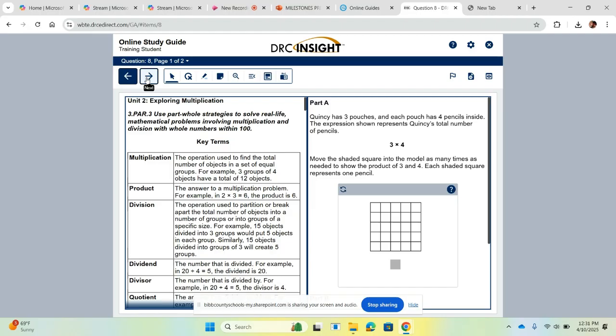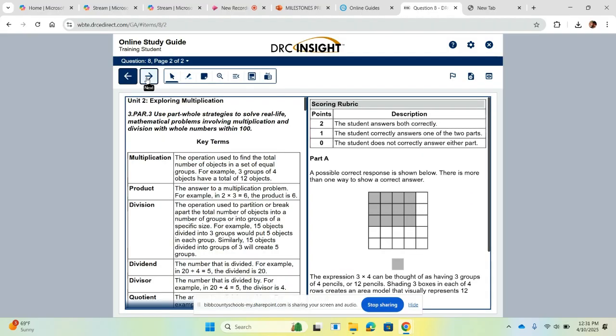Work these problems with your students so they feel comfortable. If they can work it with you and they can work it with their teacher, when it comes time they have to do it by themselves, they're going to be able to do it. This is a part A and a part B type question. And look, it's giving you a scoring rubric. It's telling you what the student has to do.